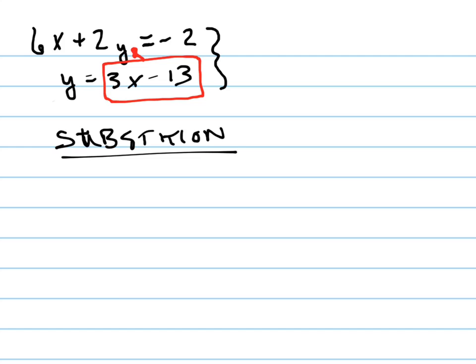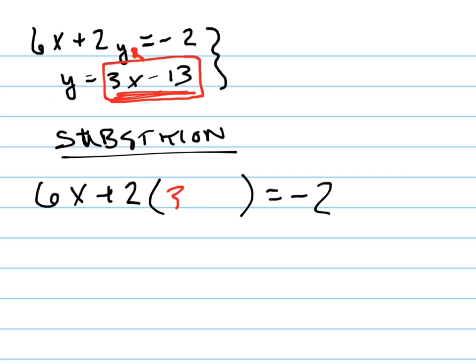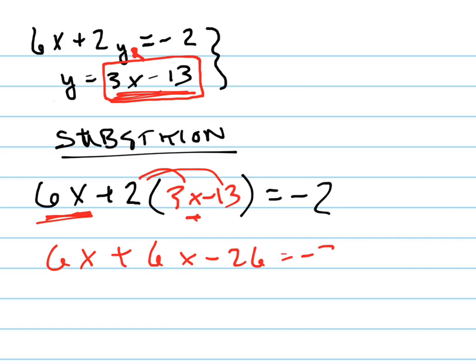So I'm going to rewrite that top equation. I'll color code it for you. I'm going to rewrite it as 6x plus 2, but now I'm going to leave the y. I'm not going to write y yet because I'm substituting this in for y, 3x minus 13, because that's what y is. So now we have one equation with one variable. You might say, no, we have two variables, but no, they're the same variable, so I can add like terms. So let's solve this. 6x plus, distribute that in, 6x minus 26 equals negative 2.